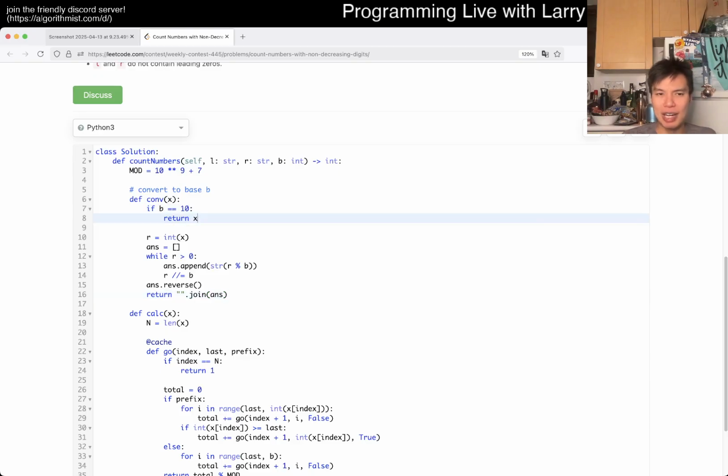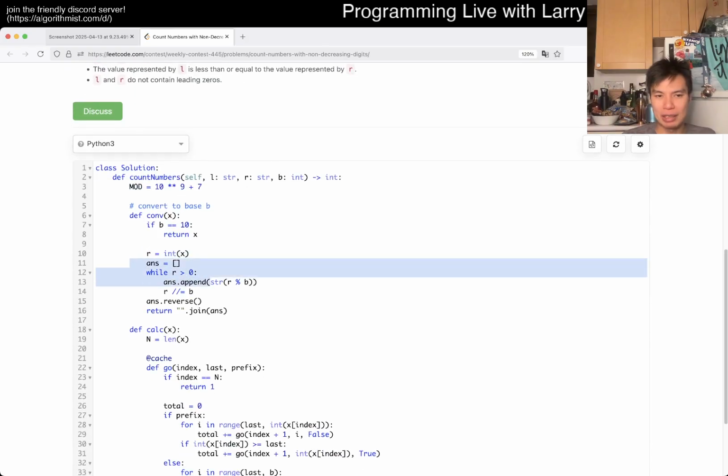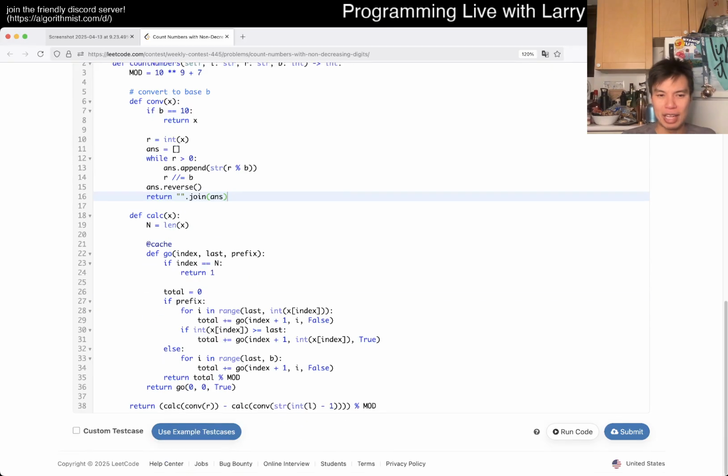X is a string, so we just go through it. For me, I'm abusing Python big int, but otherwise we just convert one digit at a time, shift and get the last digit, pretty standard stuff, and then reverse and convert it. We also need L minus 1, so I did it the lazy way. I converted it to an int, since in Python you could do it with a big int, subtract 1, convert it back to a string, convert it to the new base, and then calculate.